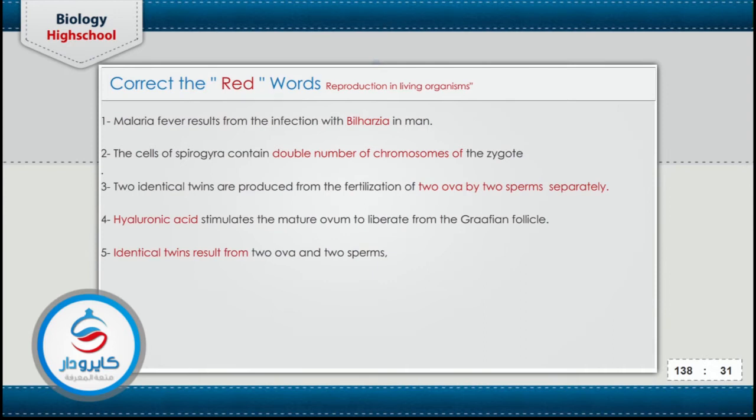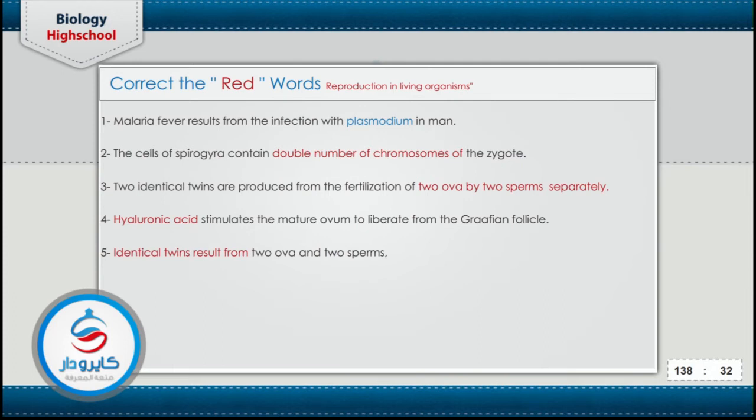Correct the red words. So the red words act as wrong words. So correct these red words. The first part is: the malaria fever results from the infection with the Bilharzia in man. We understand that the Plasmodium acts as a parasite which causes the malaria disease.